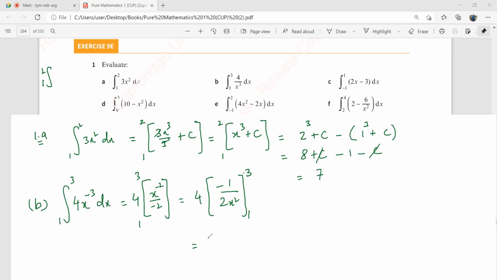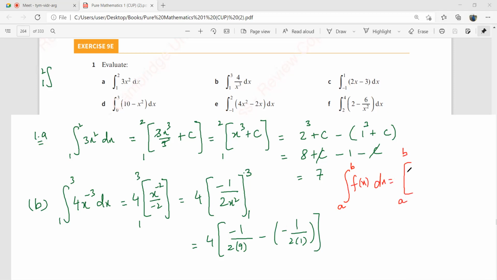Okay. So this is going to be 4 into minus 1 over 2 into 9, so let me write it as 2 into 9, minus 1 over 2 into 1. So telling you again, the formula for this is that if you have the limit from a to b of f of x dx, and you have integrated it, and this becomes f of x, then this is going to be f of b minus f of a. You put the upper limit first, then minus the lower limit.